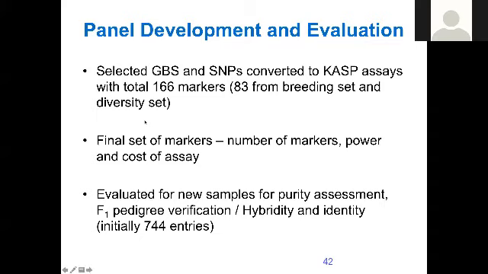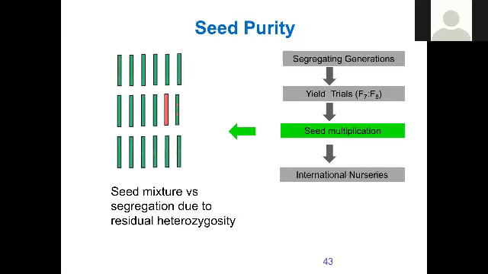So in the next phase, we are putting this to use for the things I talked about earlier, like purity assessment, hybridity, and identification, which includes seed purity as one. We're testing this where breeder seed goes to yield trials and then to seed multiplication. We'll be using this to check how much seed mixture we have, and whether we can catch some segregation distribution. Too much, it may not be fine scale.